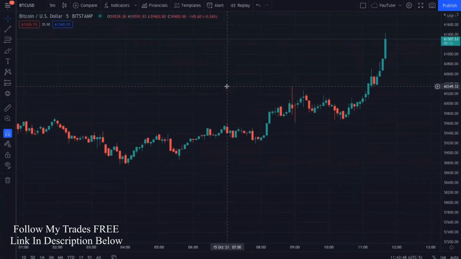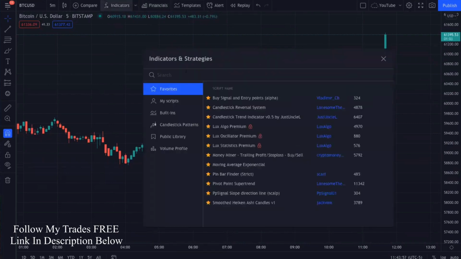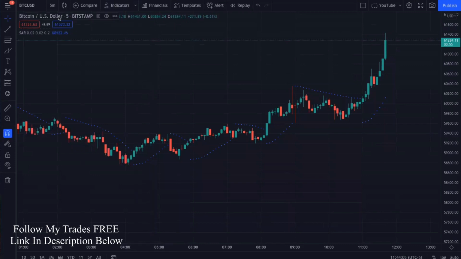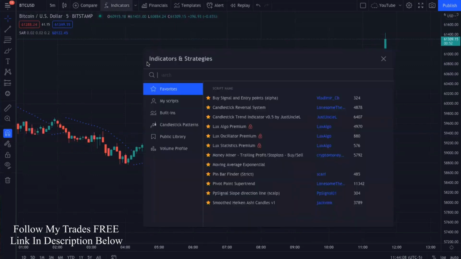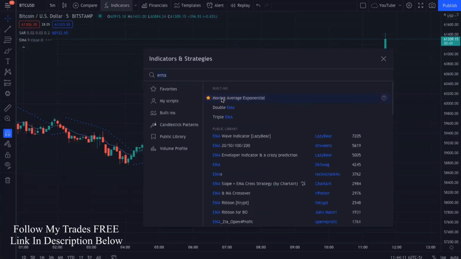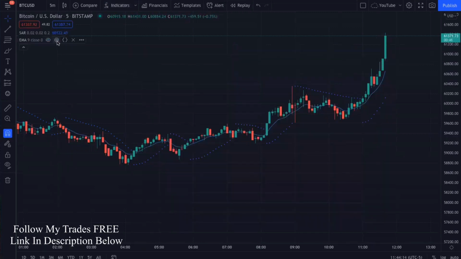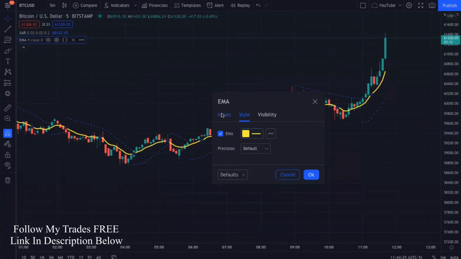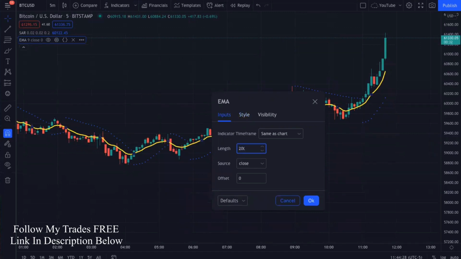So in this strategy, we're gonna use 3 different indicators. Number 1 is going to be the parabolic SAR. So let's go into indicators. All right, parabolic SAR, we're going to add that. Next thing we're going to add is the exponential moving average. We're going to change the settings. I'm going to change the color also, so it's a little bit different, make this a little bit thicker, and we're going to change the input to 200. So we're going to use the 200 EMA.